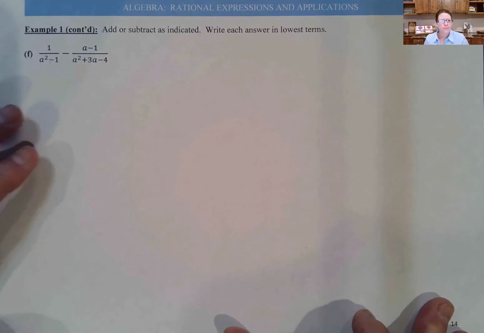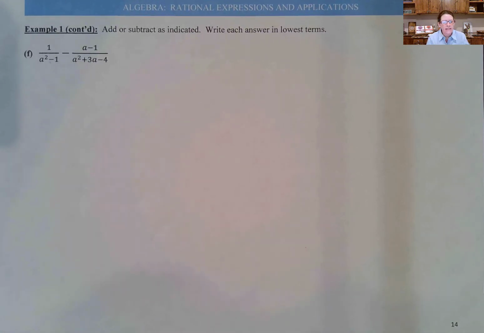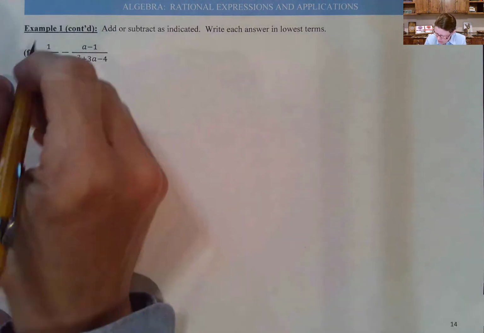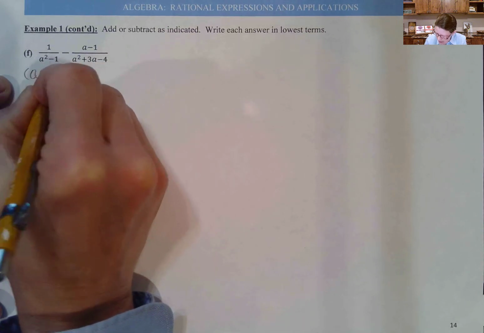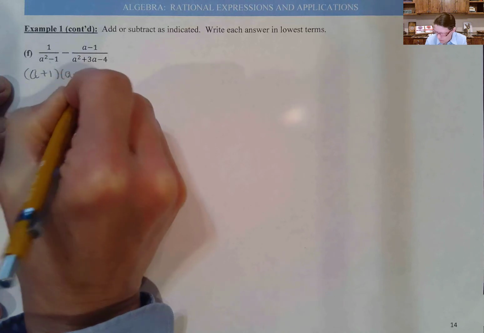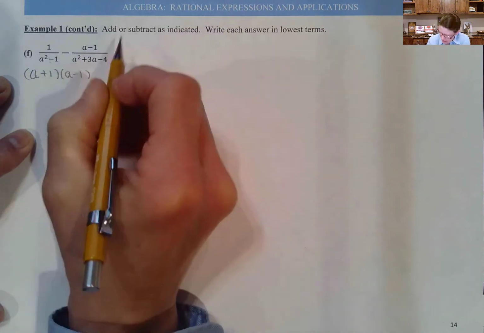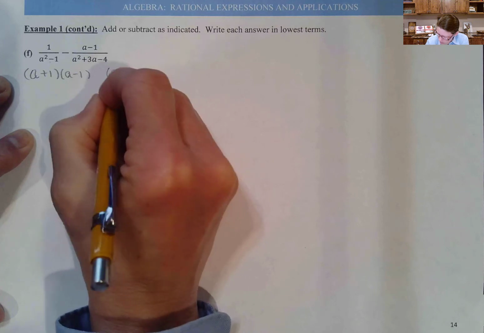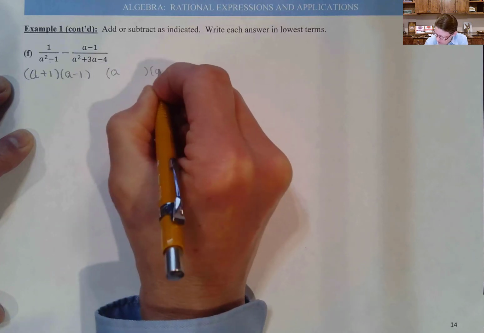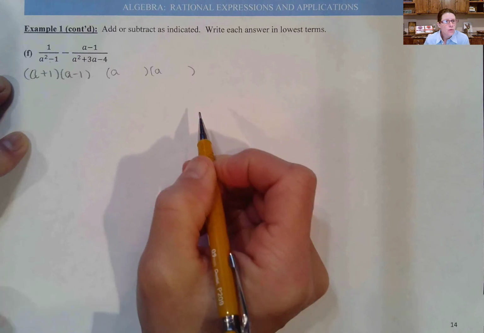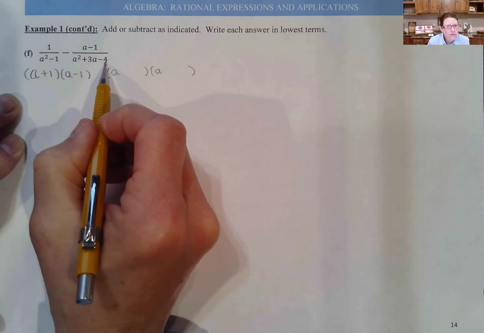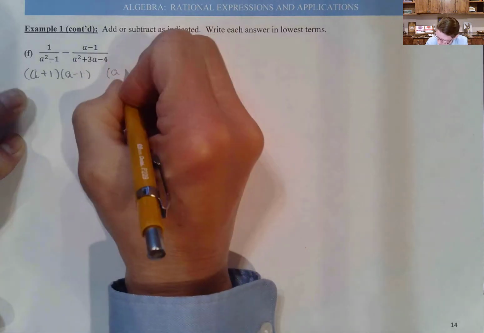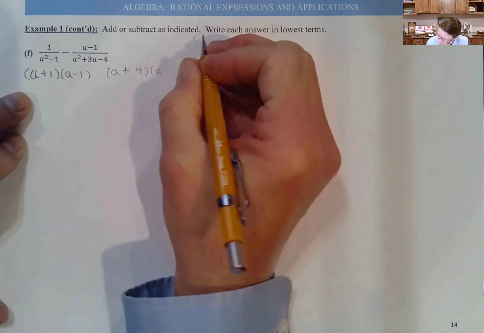And lastly, still adding or subtracting. And in part F, we need to factor denominators. This first denominator is a difference of squares. It will factor a plus 1 times a minus 1. And our second denominator is a trinomial, and if it factors, then the first terms of those binomials must both be a. Factors of negative 4 that sum to 3 are plus 4 and minus 1.